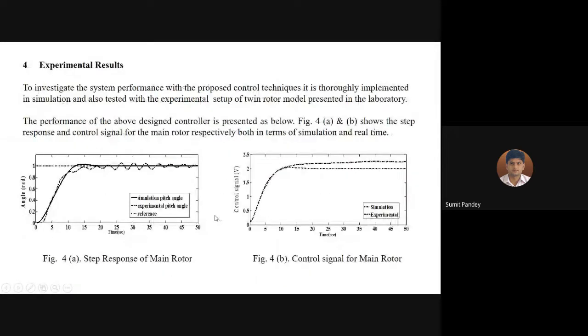Now, in real time, with these values of the PID controller, we have implemented in the simulation as well as the real-time results, that is the experimental result that has been shown here. And it can be said that the system is stable.